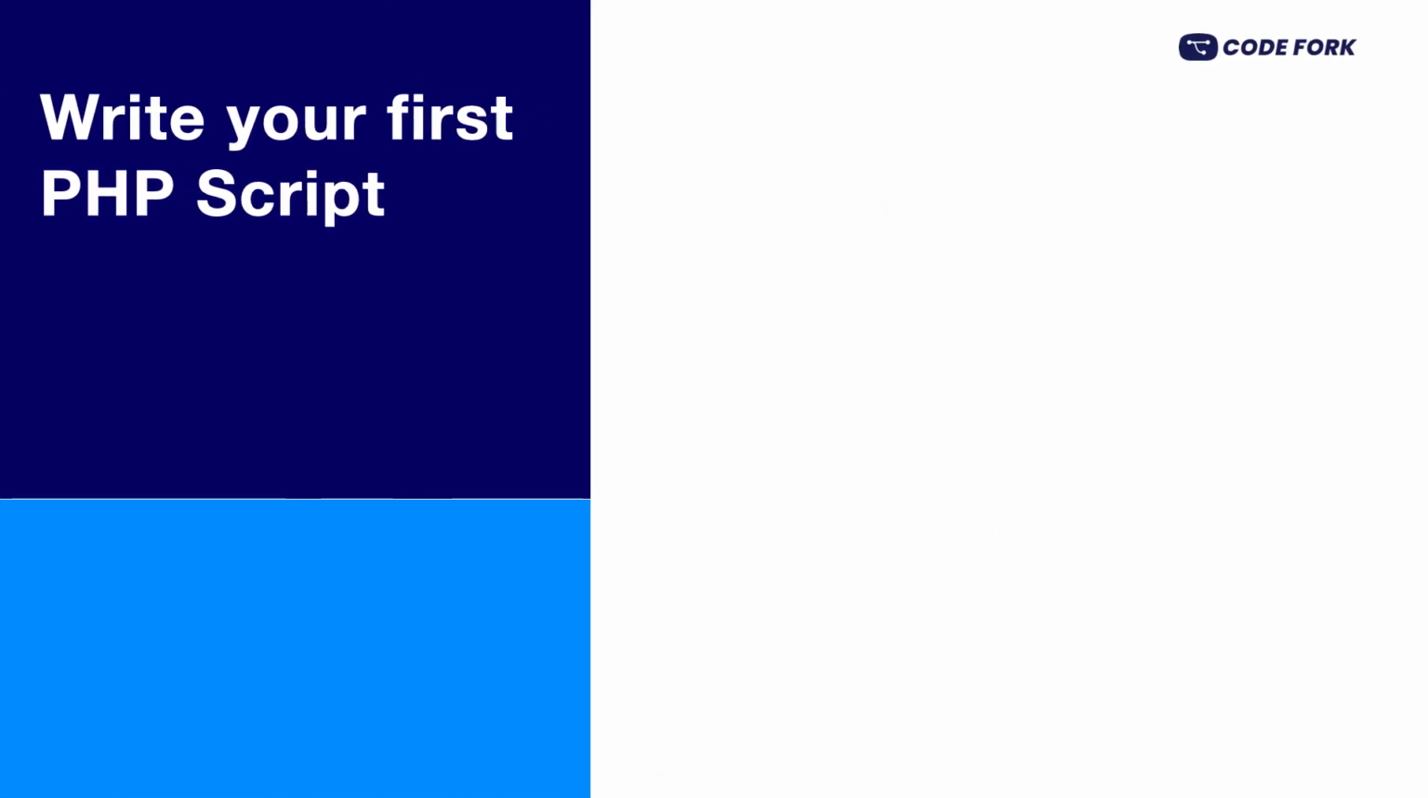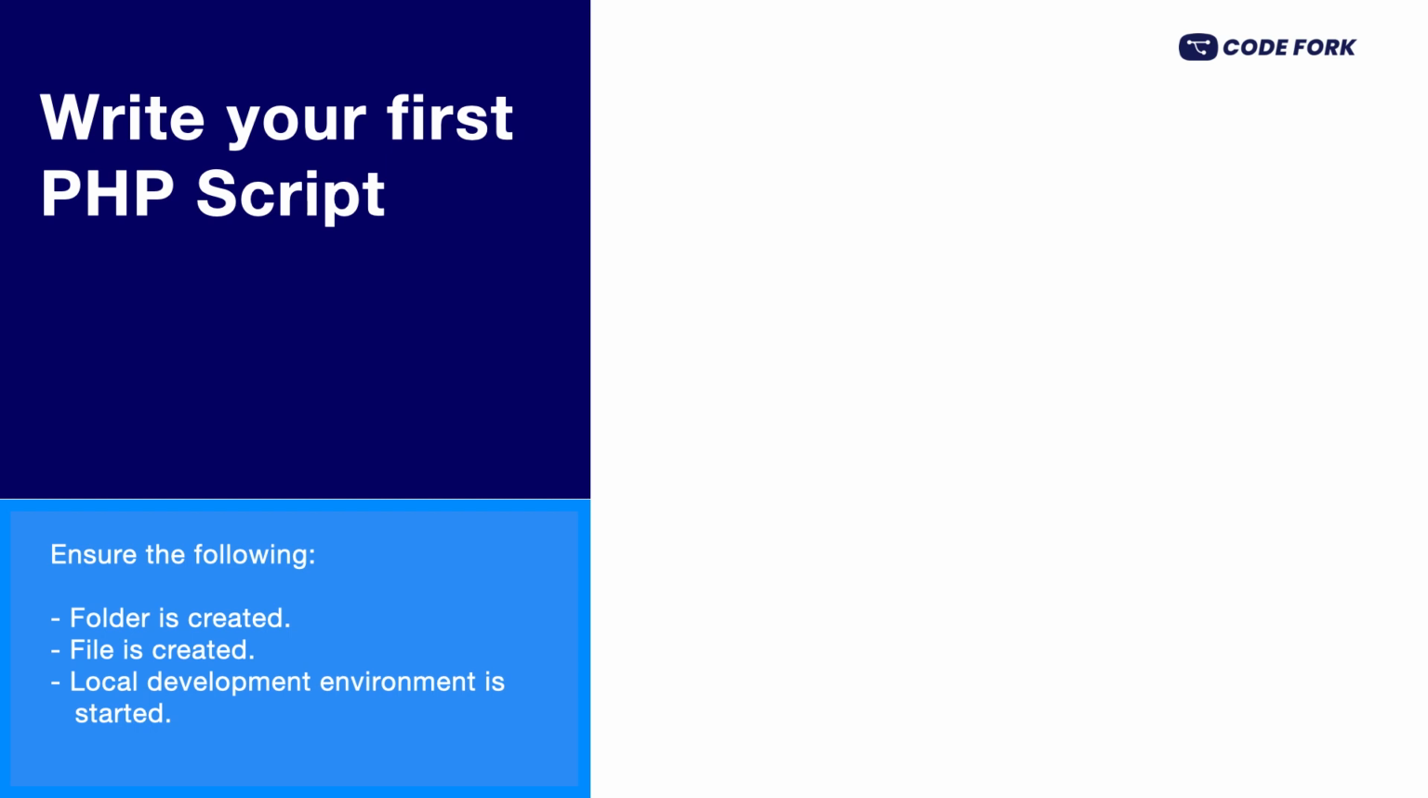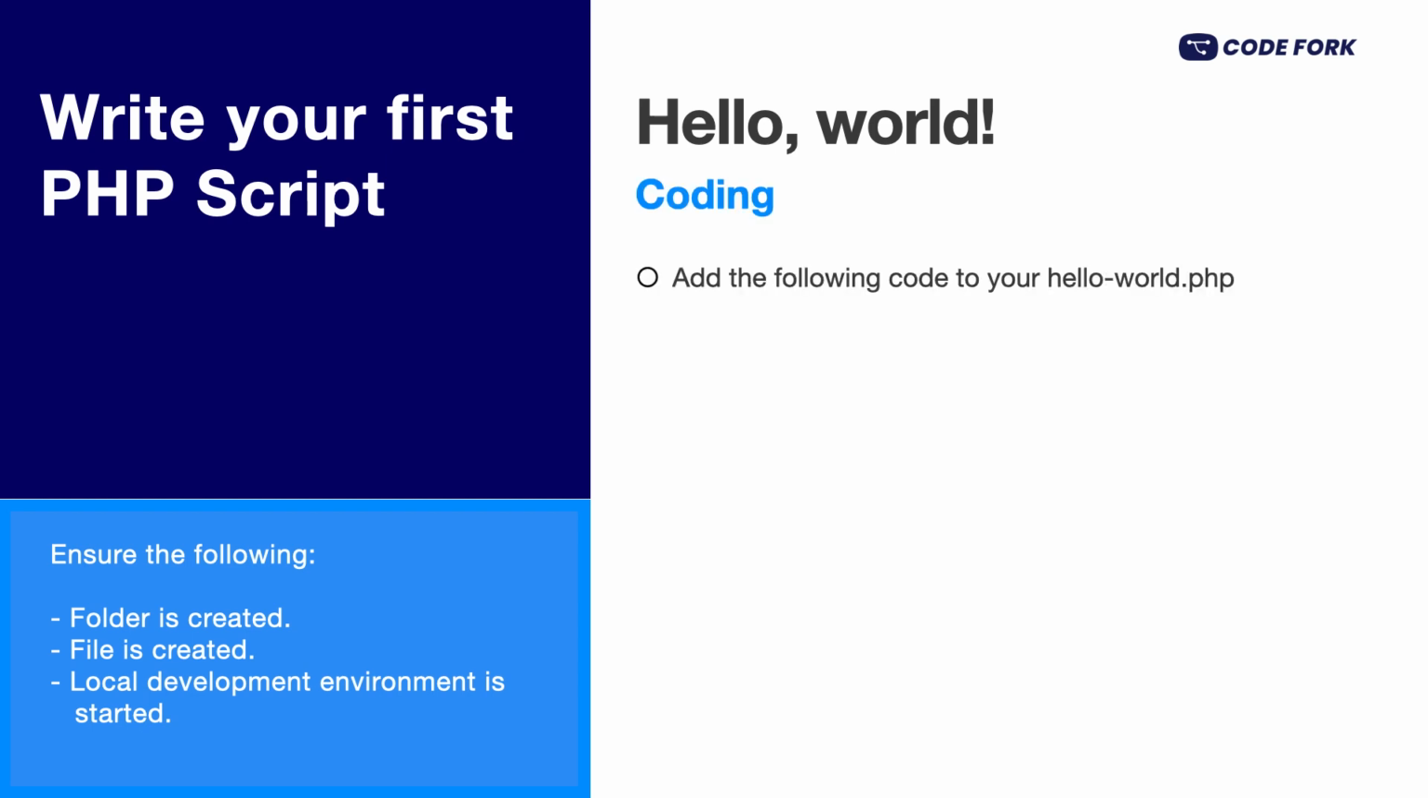Let's write our first PHP script Hello World. Before starting, just ensure the following first. You have created a folder under the htdocs folder to hold the practice files. You have created a file to practice our first PHP script. And most important is, you have started the local development environment XAMPP or MAMP to run the PHP files. Add the following code to your Hello World PHP file and save the file.